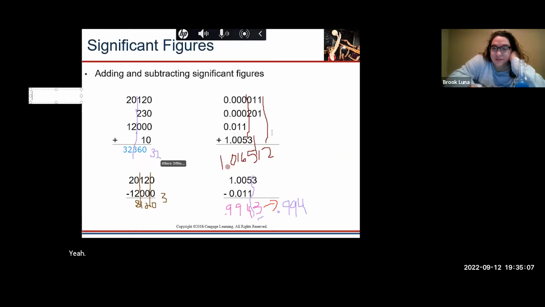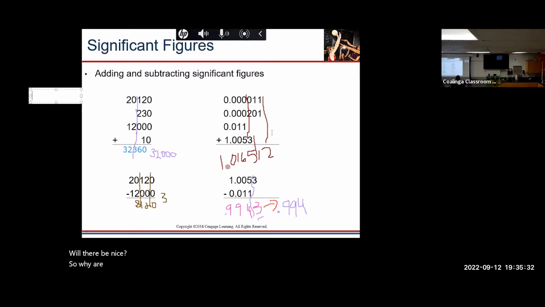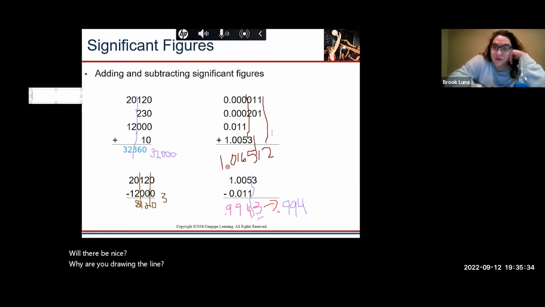So wait, okay, so this one. In this row, there's 2 significant figures. And then this one, there's 3, 5, 6, 7. So would there be 9? Nope. So why are you drawing the line? I don't remember. I just remember you separated it after the significant figures stopped or something like that. Okay, yeah, that's right.